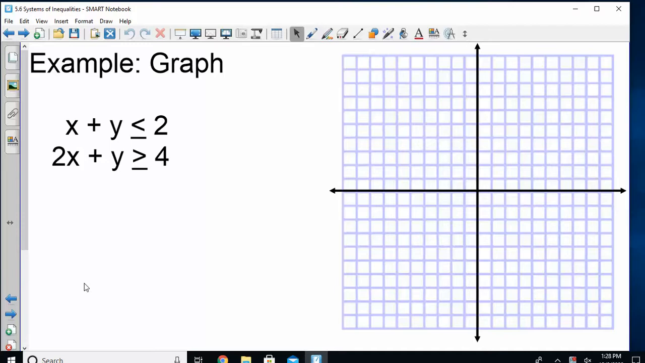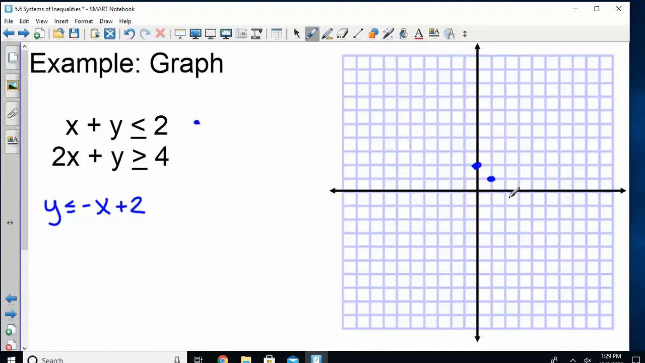What do I need to do to that before I graph it? What's that the equation of? It's a line. So what can I do to graph that line? If we put this in y equals mx plus b form, so you subtract over your x. Okay, so then the y-intercept is 2. Slope is -1, down 1 over 1.